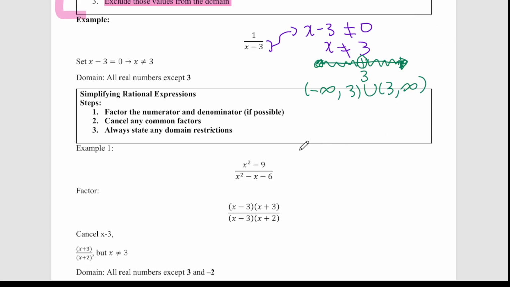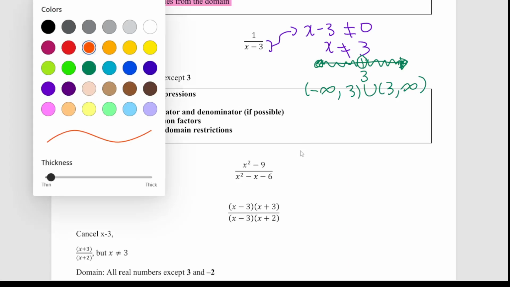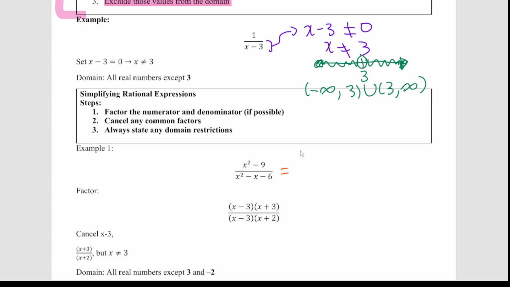Now, if that denominator is a quadratic instead of linear, what you're going to have to do is factor. In particular, anytime you're simplifying rational expressions, you're going to want to factor. So let's take a look at an example here. If I'm going to factor this first rational expression, the numerator is a difference of squares, specifically x squared minus 3 squared. So it's going to factor into x minus 3 times x plus 3. And the denominator, this is a case where the leading coefficient is 1 for a trinomial. So we can factor this into what's going to multiply to negative 6 and add to negative 1. That's going to be negative 3 and positive 2.